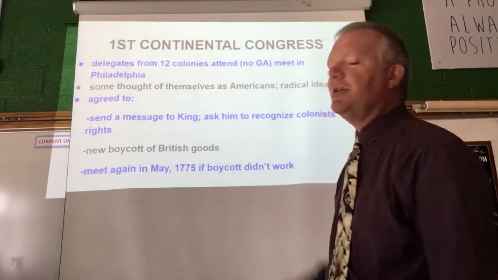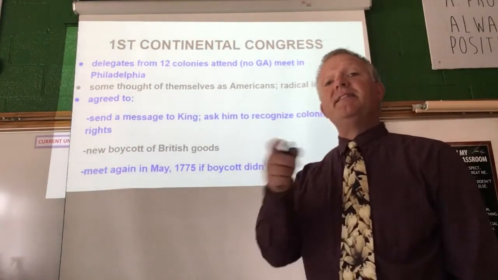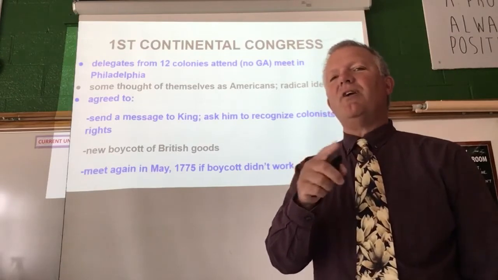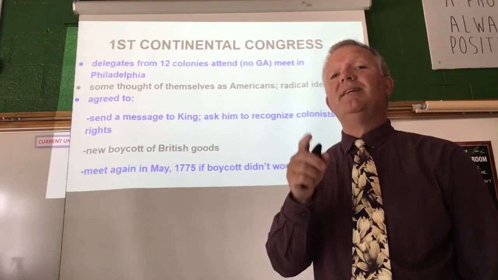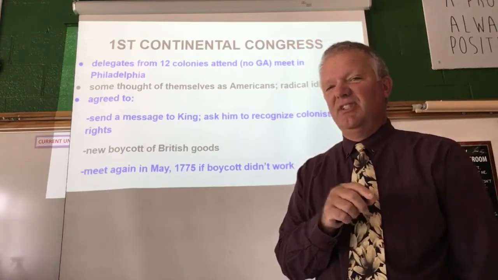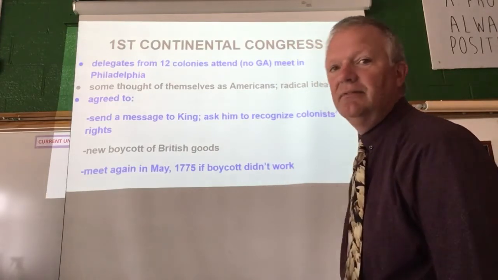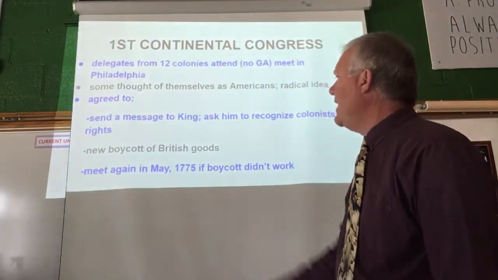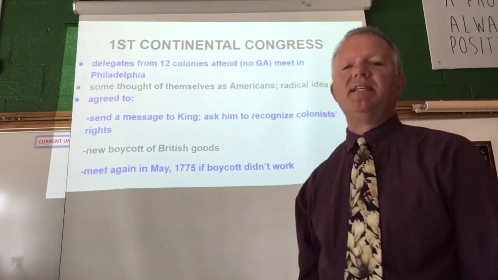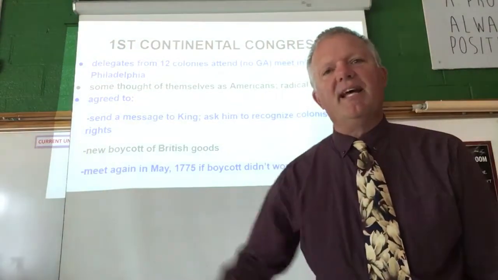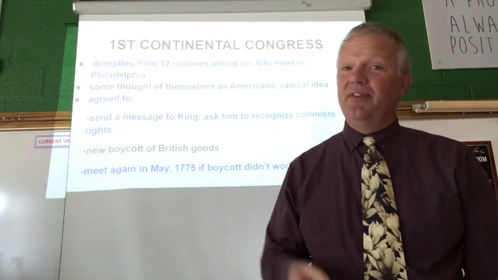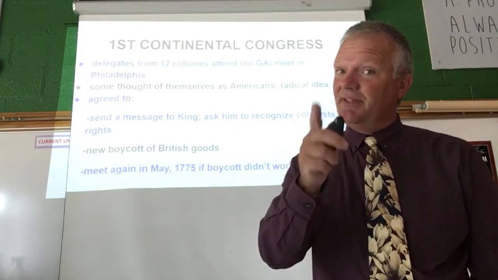They boycott British goods. They tell the colonies, hey, why don't you start forming your own militias? A militia is an army of citizen soldiers, just in case we might need you. Good idea. And then they say, hey, we'll meet again in May of 1775. Just if things aren't going right, let's just meet again in May of 1775. Well, they're not going to get that chance because something's going to happen.